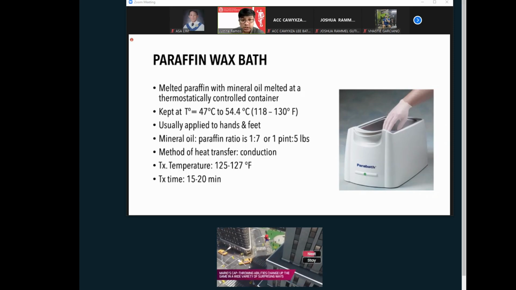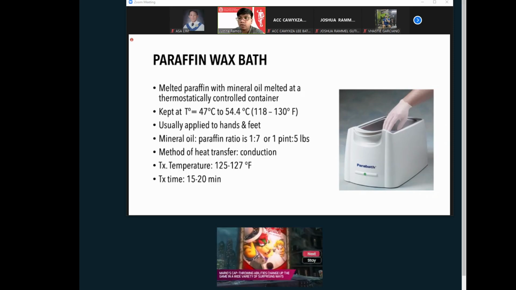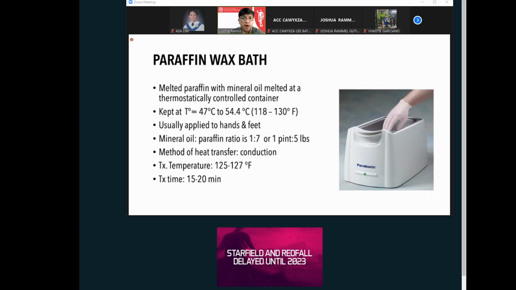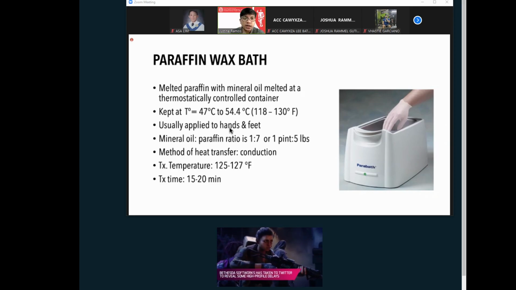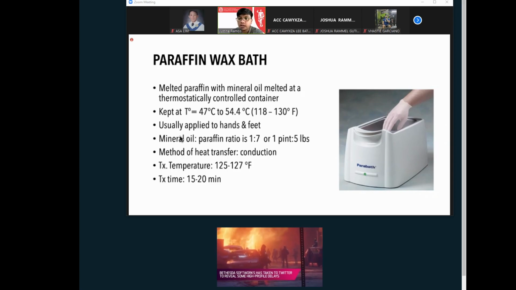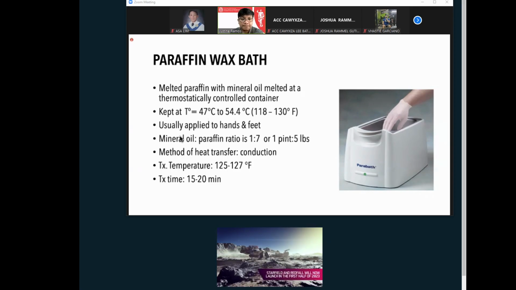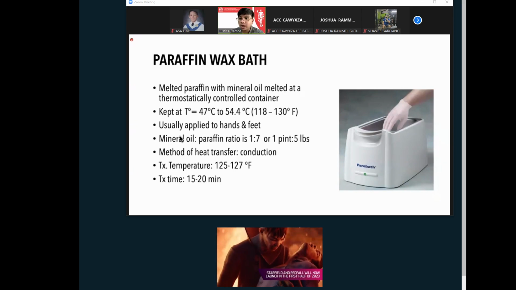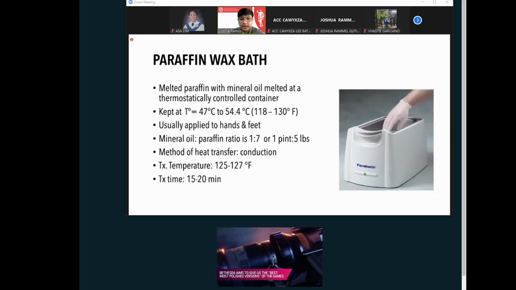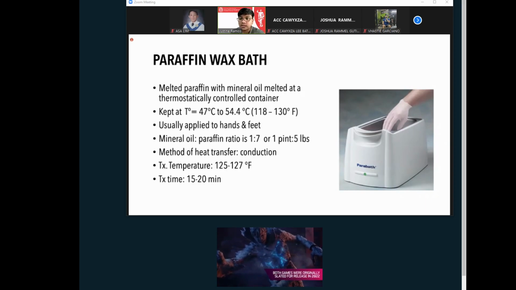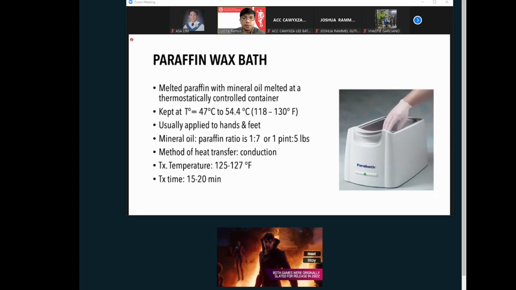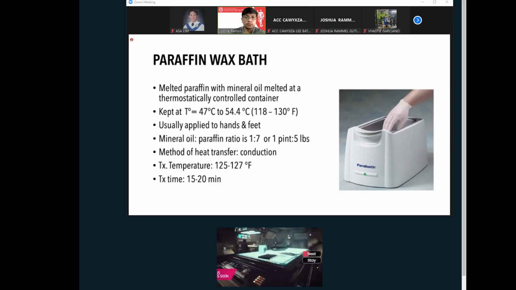But close to that range, around 1 pint to 5 pounds: for every 1 pint of mineral oil, there should be 5 pounds of paraffin wax. Okay? Why do we need to mix in mineral oil? Why not just pure paraffin? If it's all wax, remember, it's already damaging to the skin. You try it, have paraffin wax applied with no oil.